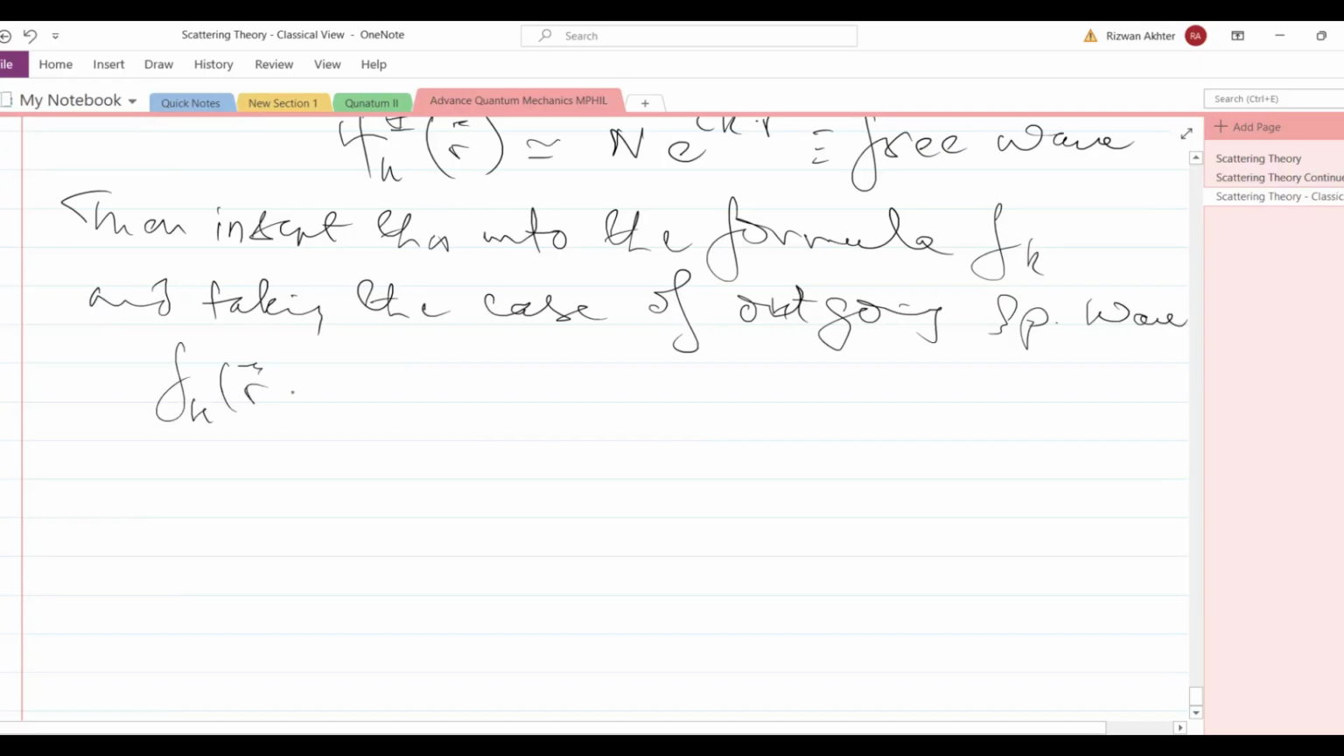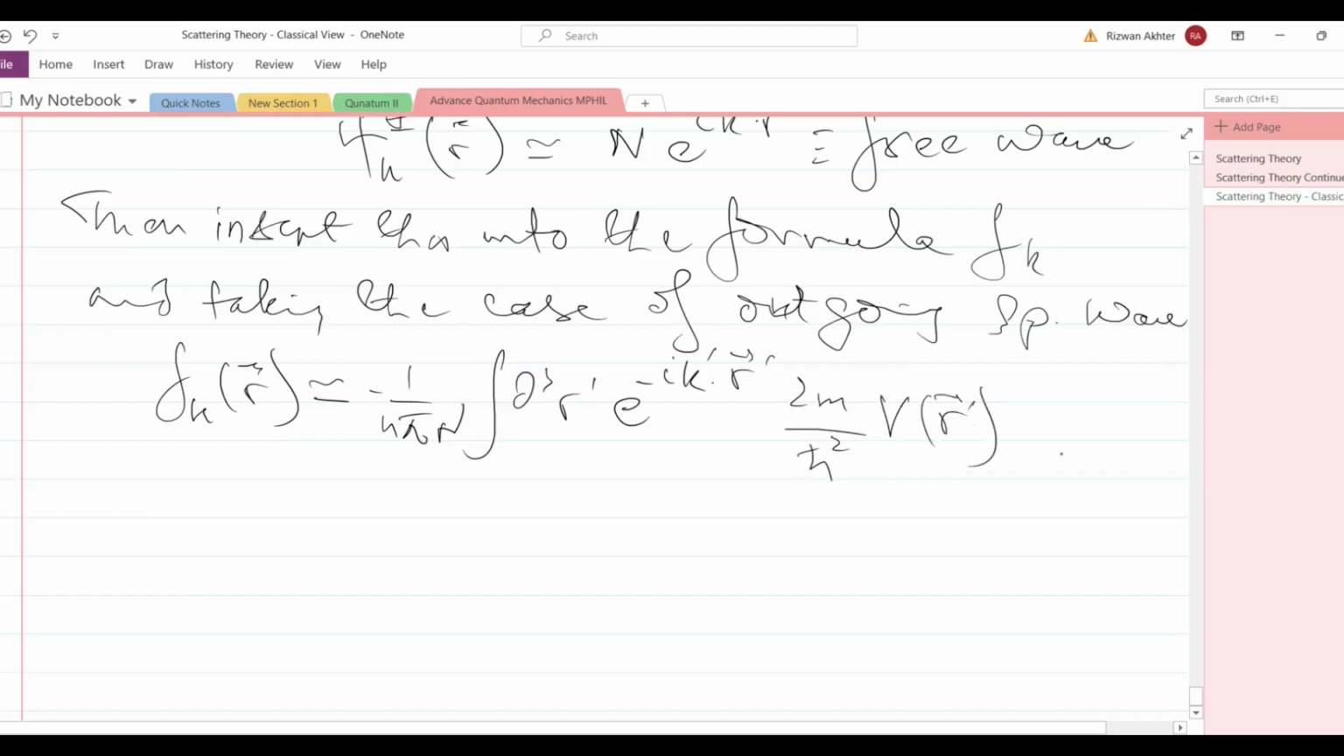So क्या हो जाएगा, this would be f k of r, which would be equal to minus 1 upon 4 pi n integral d3 r prime e to the power minus iota k prime dot r prime, and then we have 2m upon h bar square. ये u की वैल्यू हम सब्सटीट्यूट कर रहे हैं, v of r prime, और psi k की वैल्यू जो इनिशियल एस्टिमेट लिया है हमने, that is n into e to the power iota k dot r, ये ले लिया. और अगर हम इसको देखें, this is in fact, जो हमने सिर्फ आउटगोइंग वेव के लिए लिया है, so this is in fact plus of r के साथ.